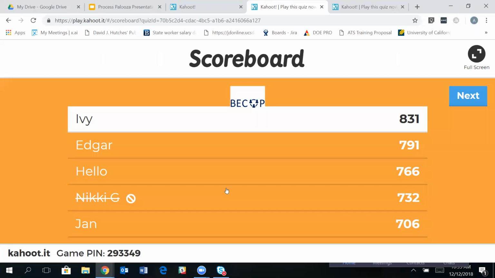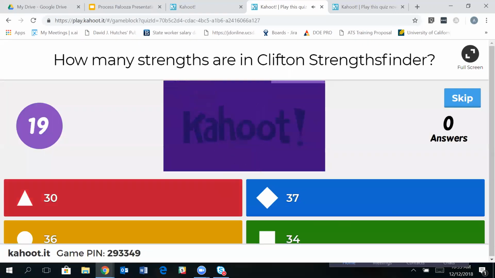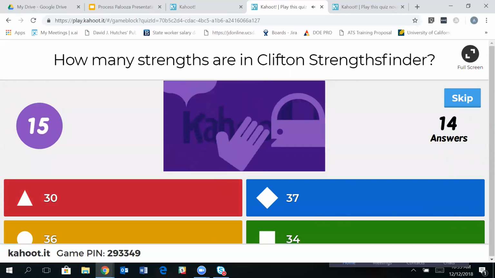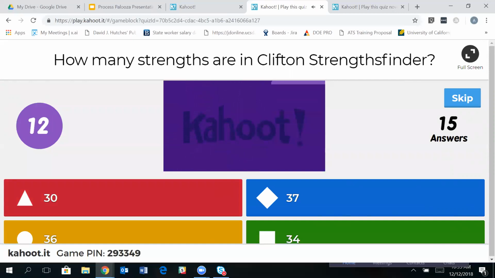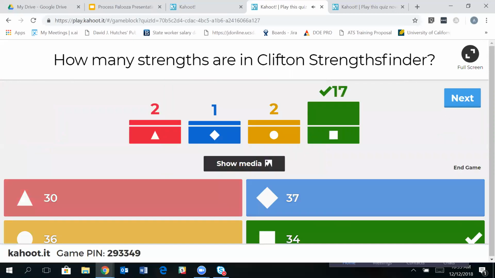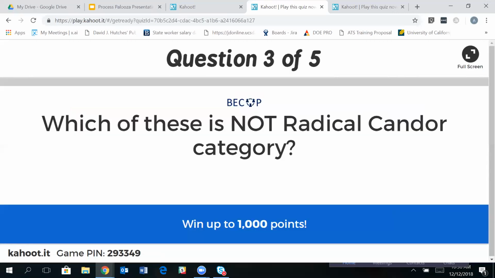Ivy, Edgar, hello. How many strengths are in Clifton Strengths Finder? 30, 37, 36, or 34? Okay. All right. Leaderboard's still looking pretty good. Come on, somebody break in.